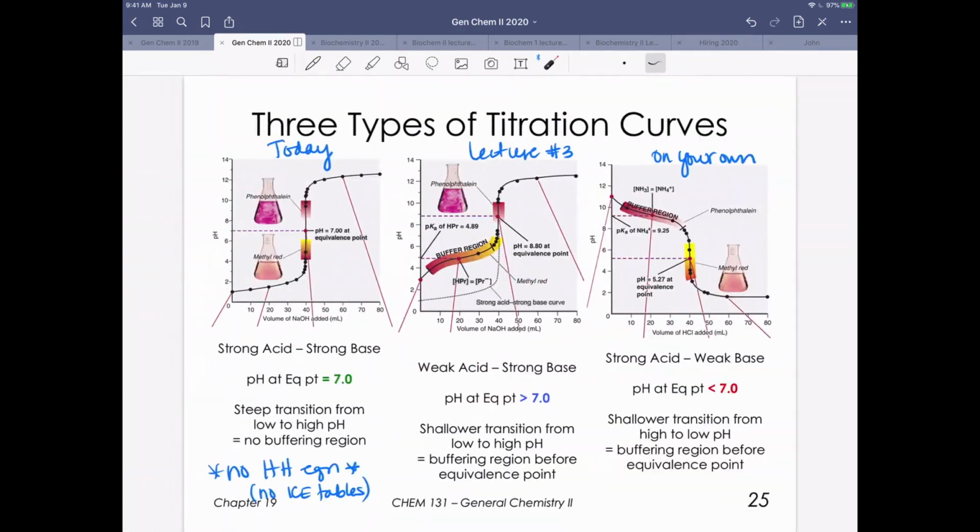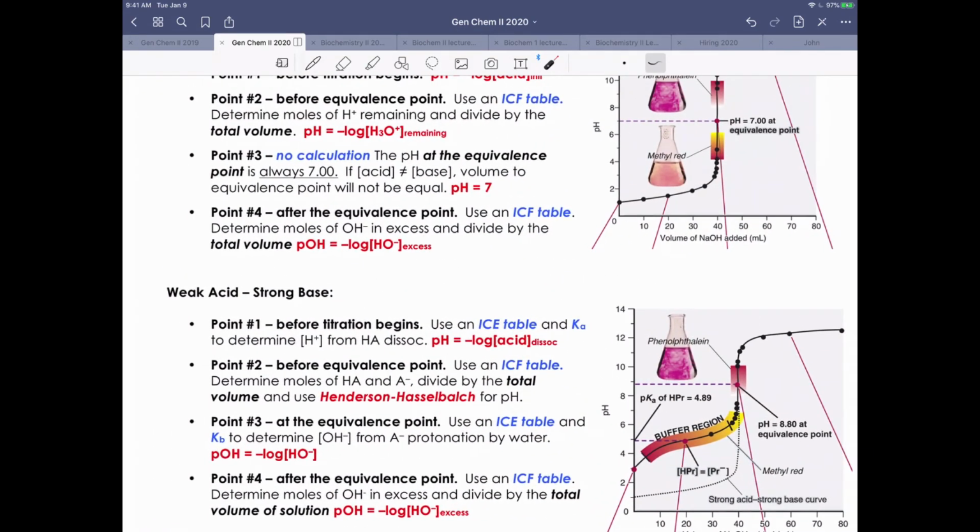And if we flip back to our cheat sheet here, we can see, again, after the equivalence point, we're going to use an ICF table to determine the number of moles that are in excess. And here again, this is where this problem becomes different from what we did in our first lecture. In order to find the concentration of that hydroxide, we need to take the moles of hydroxide that's in excess and divide by the new volume that we have, because we've been mixing things together. That will give us the new concentration of hydroxide, and from there we can get pOH and then pH.